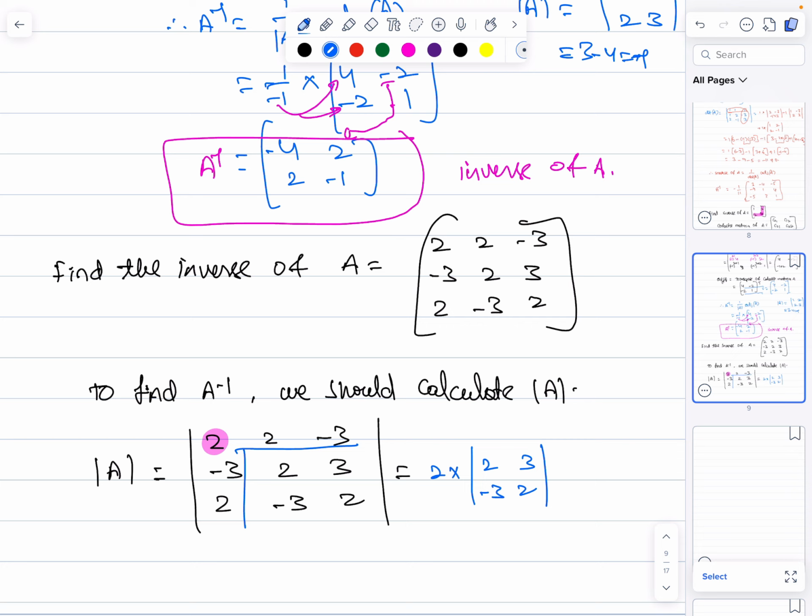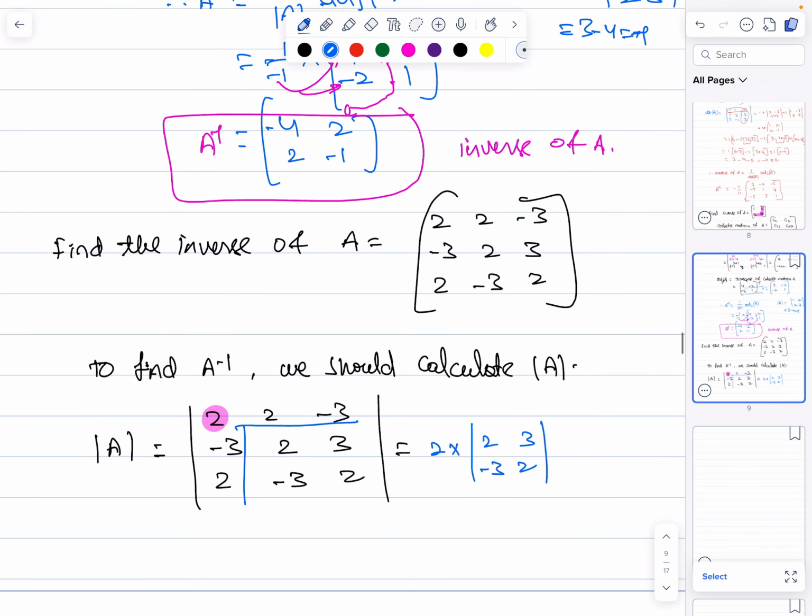I will explain it after simplifying this one. So next you have to look at this one, this 2 in the first row, second position. You can say it is -1 to the power first row, second column. This is nothing but -1 to the power 3, which is -1.